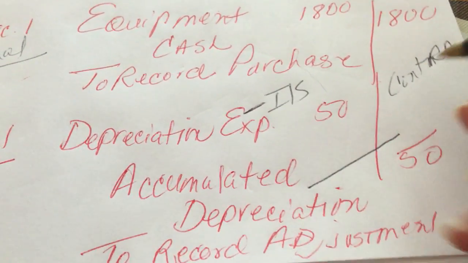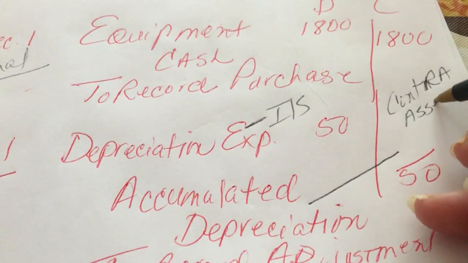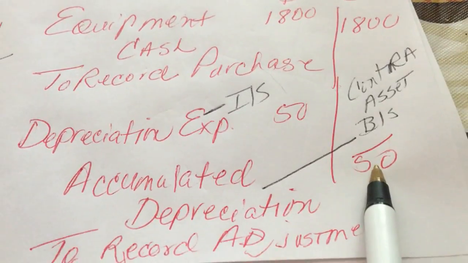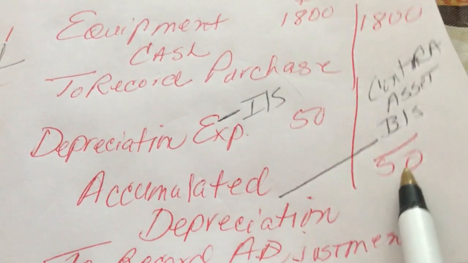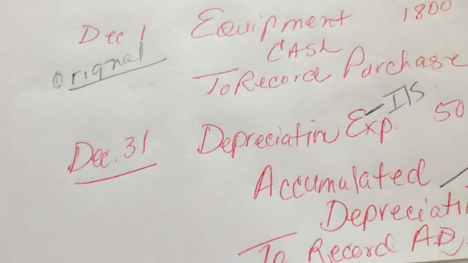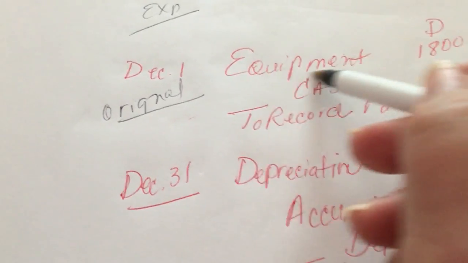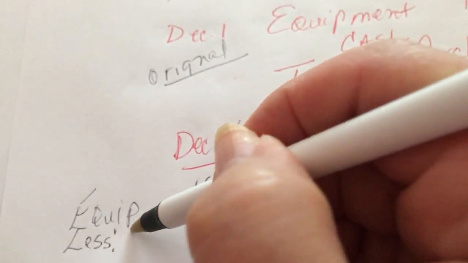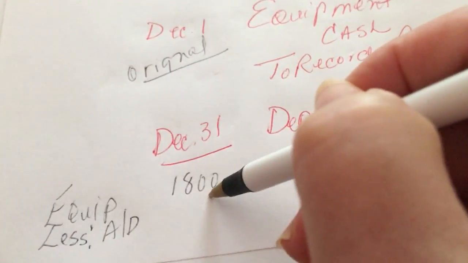Contra means to go against the normal balance asset account that appears on your balance sheet. Contra, notice it's not an asset. Asset would have a debit, but it has a credit balance. Contra asset has a different balance, the opposite balance. And this is what happens. On your balance sheet, you would show your equipment at cost. Remember, you can't change the cost until you sell it, $1,800. And then you would show less, you need to know this for your take home, accumulated depreciation of $50.